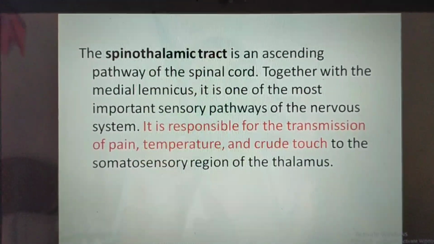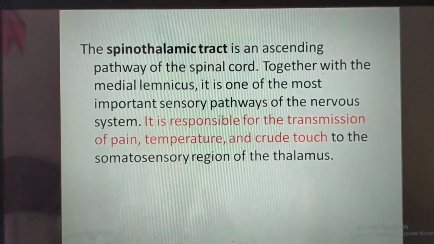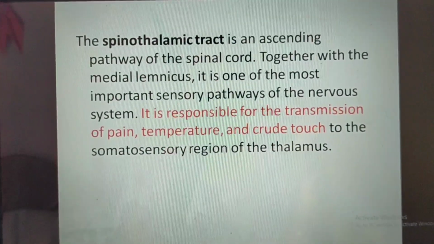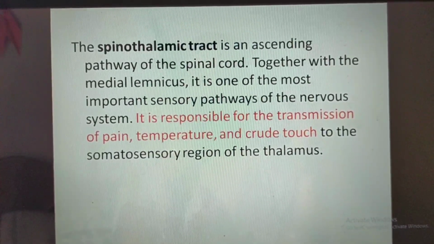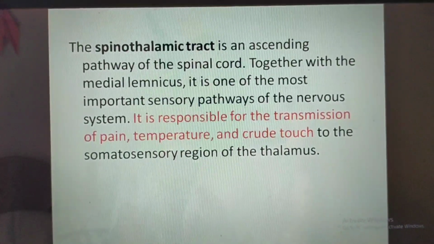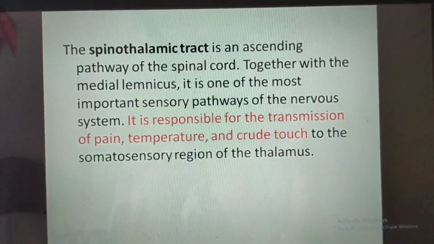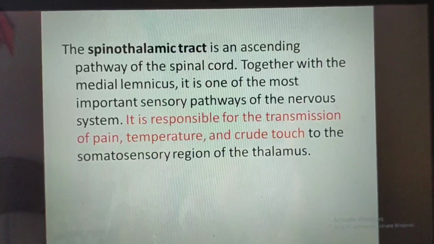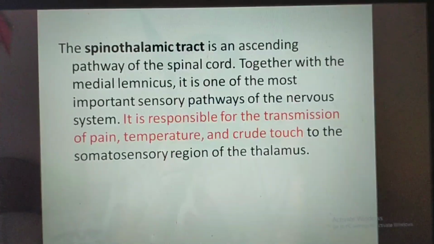The spinothalamic tract is an ascending pathway of the spinal cord. Together with the medial lemniscus, it is one of the most important sensory pathways of the nervous system. It is responsible for the transmission of pain, temperature, and crude touch and pressure to the somatosensory region of the thalamus. So whether we are talking about pain, temperature, or crude touch and pressure, these all are related to the spinothalamic tract.